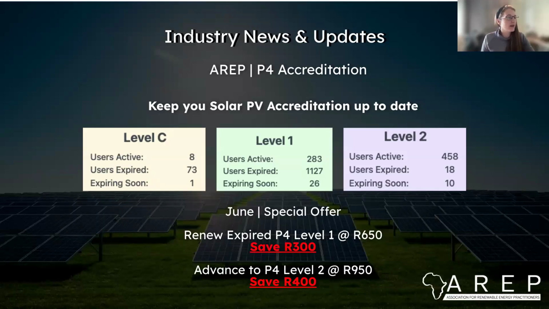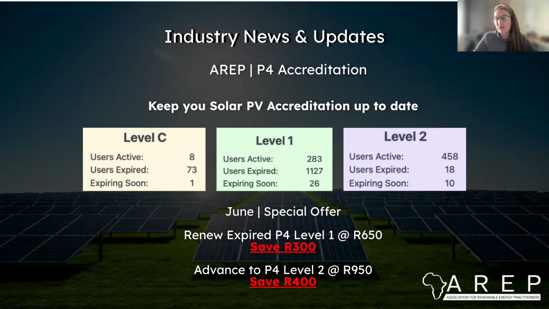I wanted to show you these statistics. Of our level 1 practitioners, we have 1,100 guys that have allowed their accreditation to expire, and we only have 280 people whose accreditation is up to date. So if you are one of those 280 people, congratulations and thank you for keeping your accreditation up to date and making sure that you provide the best knowledge and service to your clients.